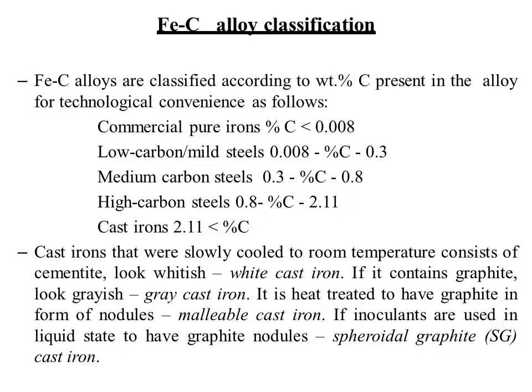So cast iron that gets slowly cooled to room temperature consists of cementite. They look whitish, that is white cast iron. If it contains graphite, they look grayish, then it is grey cast iron. If it is heat treated to have graphite in the form of nodules, then it is malleable cast iron. So you can find that at different temperatures you will have different colorations, different properties and different names.